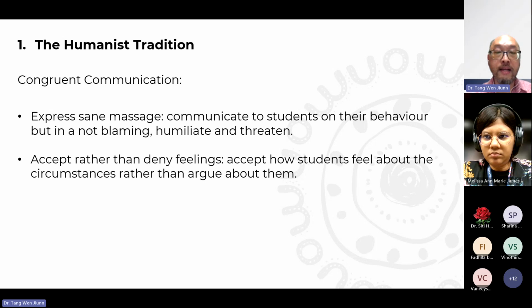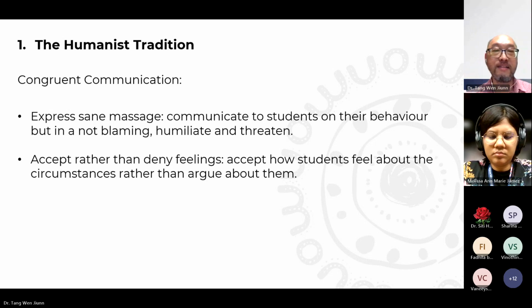Then when they convey their issues to you, we have to accept what issues they have, and we listen to their issues rather than try to argue back, like, but why not like this, but why not like that. That will cause more conflict. So under the humanist tradition, the method over here is to encourage communication.